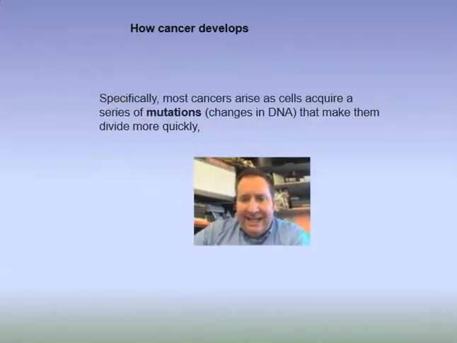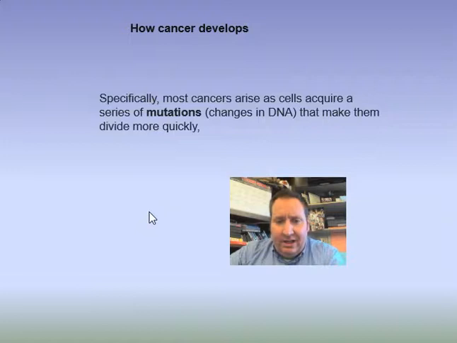So how does one get cancer? Most cancers arise as cells acquire a series of mutations, which are changes in the DNA that are related to uncontrolled cell division and cause them to divide a lot more quickly.